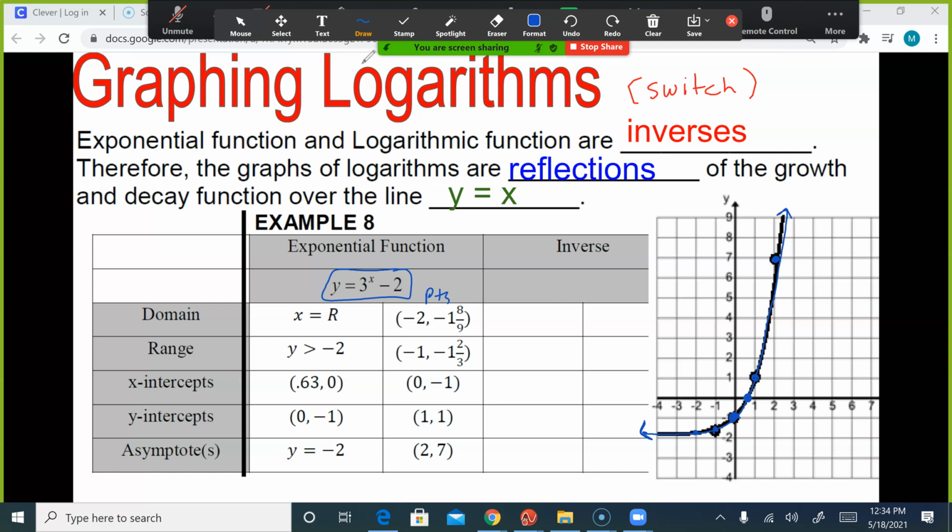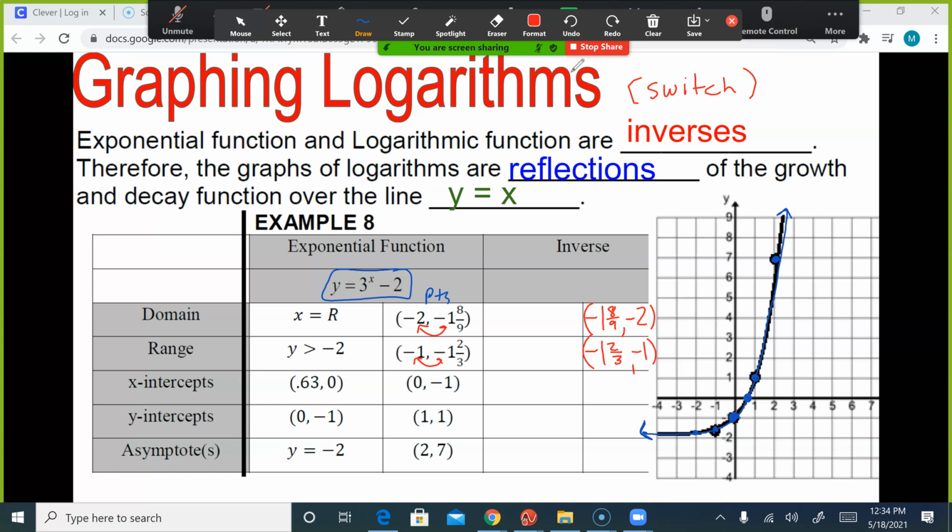So the first thing we want to do is get the graph for the new one. The way I get the graph for the inverse, which is the log, is all I'm going to do is switch these points around. And we're not going to graph all these points because some of them are too small to graph, but we can write them out here. So this point's going to be (-1 8/9, -2) switched to (8/9, -2). I'm not going to try to graph that one, but that's what it's given. Here, I can try to graph this one, (-1 2/3, -1).